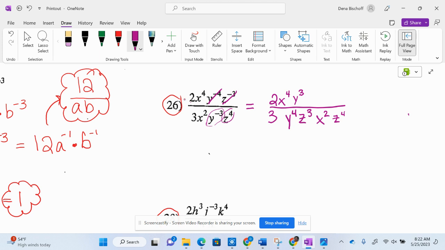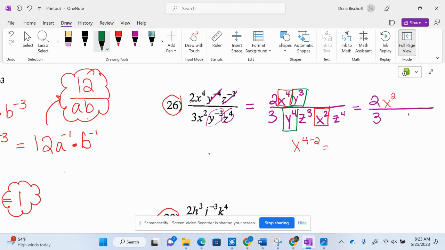Okay. Now I'm going to use the rule that says I can't do anything with the 2 over 3. That's going to stay where it is. But I know that when I divide powers, if the base is the same, I subtract. So I really have x to the 4 minus 2, which equals what? X squared. Okay. If the base is the same, I subtract them. 3 minus 4 is going to give me a negative, right?